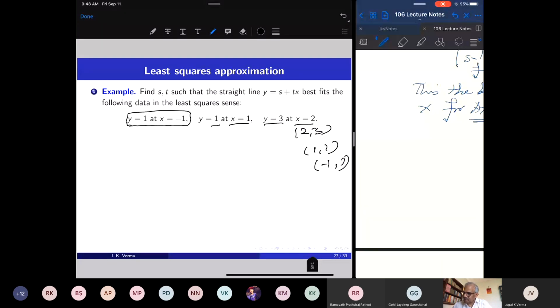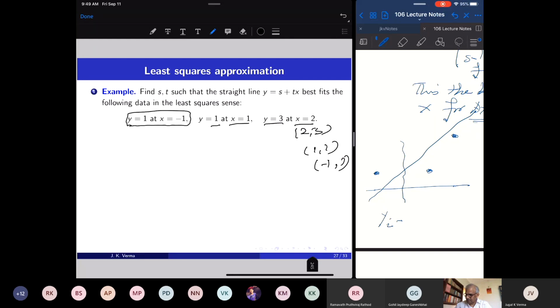And I want to find the best line that fits the data. So (-1, -1), (1, 1), and (2, 3) are the three points. I want to find a line so that the errors are minimized.